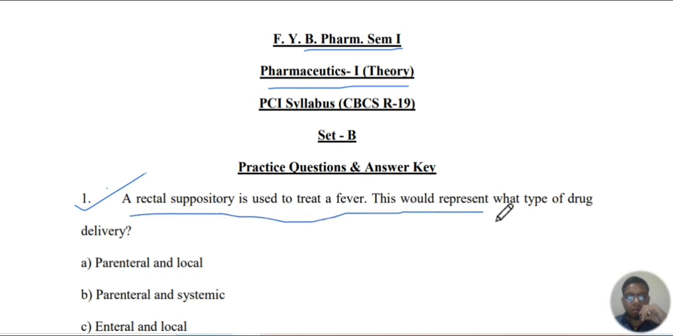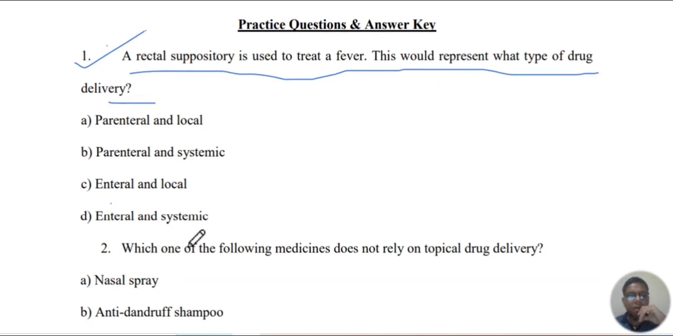Our rectal suppository is used to treat a fever. This would represent what type of drug delivery? The answer is D. Internal and systematic.